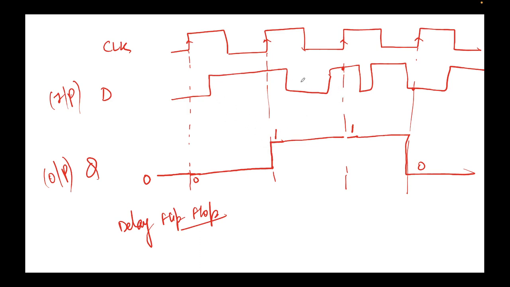Similarly, you can see, although the values changed over here, it became 0 and then became 1, but that got lost because it happened very fast. So the clock also plays a role. For a D flip-flop, the input should not change very frequently if you want to store every value.